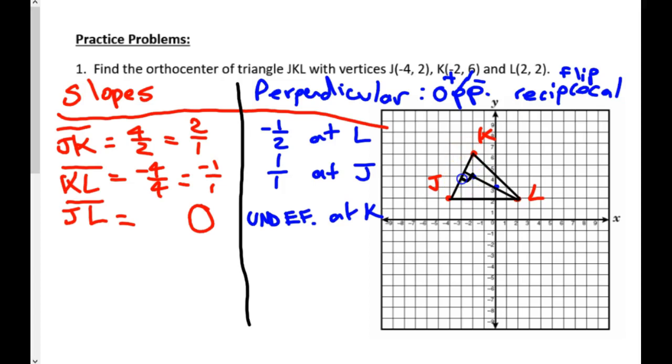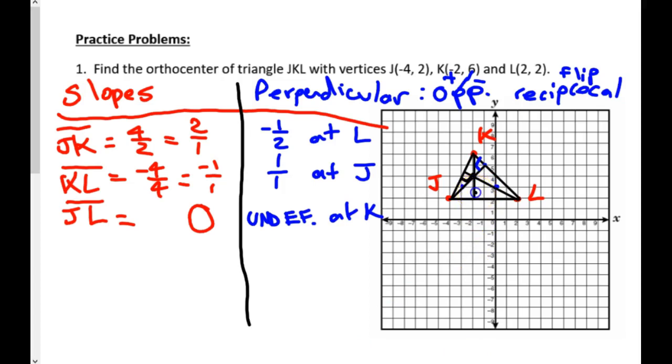Right angle. And then starting at J, I'm going to go up 1 over 1. So J, up 1 over 1, up 1 over 1, up 1 over 1. And I'm going to make my altitude. And you can see that one's also a right angle. Put a little right angle sign. And then, last but not least, starting at K, it's undefined, so I go straight up and down. And you can see it's going to go through, all through the same exact point.